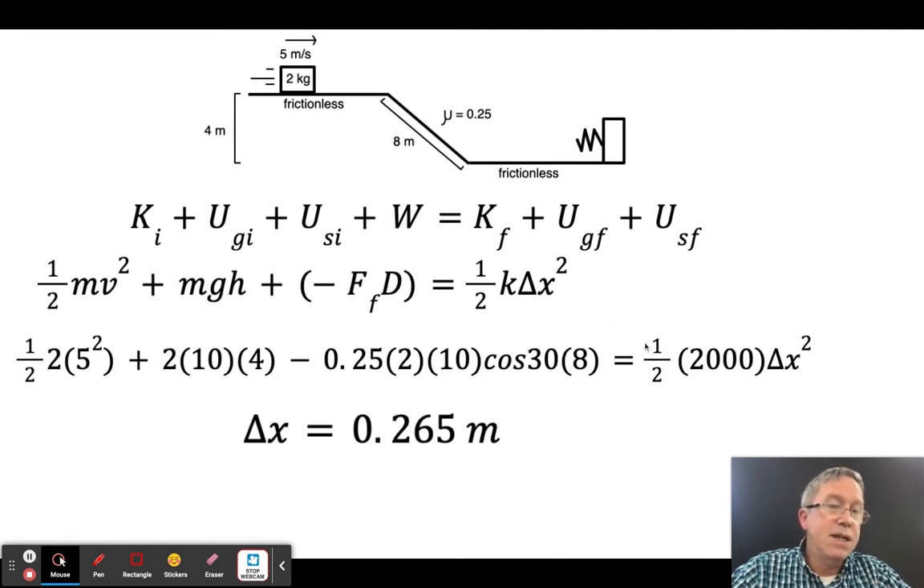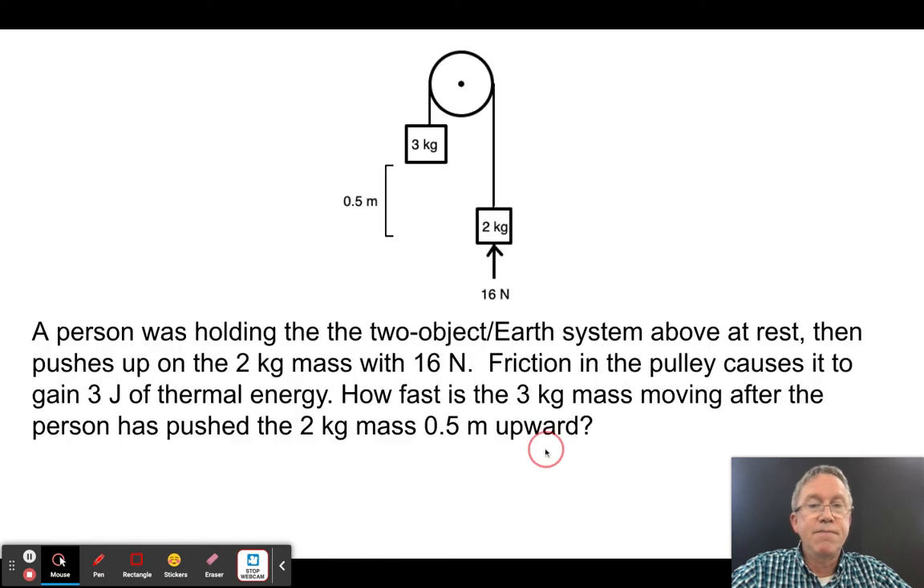And that, once again, like I did before, is going to equal 1/2 times 2000 times delta x squared. And when I solve this, I get 0.265 meters of compression, whereas before I got 0.32. I end up with less spring potential energy because I lost energy to friction.